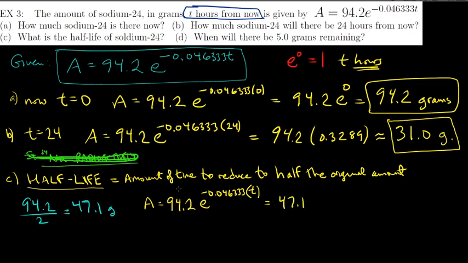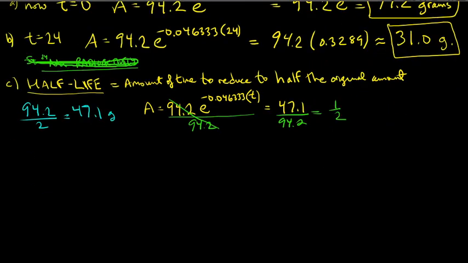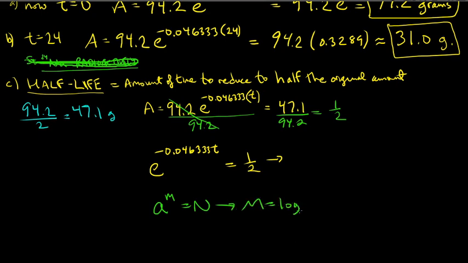So, first step is to divide by 94.2 on both sides. Cancel these, and of course this should be 1/2. That's for the half-life. So the left side is e to the negative, same number, 0.046333, times t, that's what we're looking for, is equal to 1/2. So you solve that the usual way. Convert to a logarithm. I'll write it down one last time: a to the m equals n means m is equal to log base a of n.